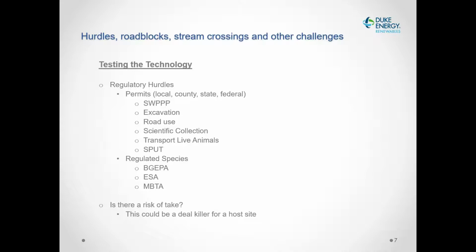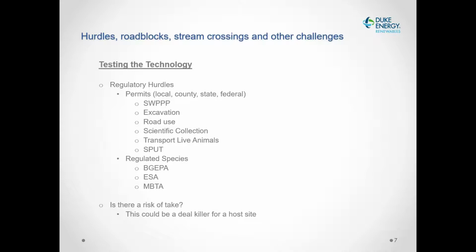There are a number of regulatory hurdles depending on where you're located. South Texas, it's not as big a deal as it would be in, say, Oregon. You might need a stormwater protection plan, depending on if you're going to do any excavation. You might need a permit to do that excavation. Road use, or you may need to build roads. Do you need a scientific collection permit from your state entities? Do you need to transport live animals? That doesn't really figure into the research itself, but if you injure an animal, it'll need to be transported, and you'll need a permit. And then the all-important SPUT permit to actually collect birds that may be found underneath the turbines.